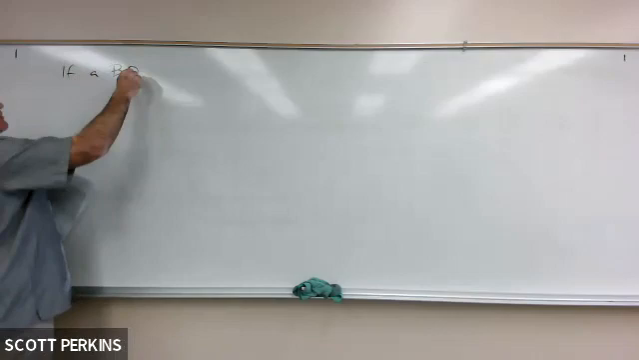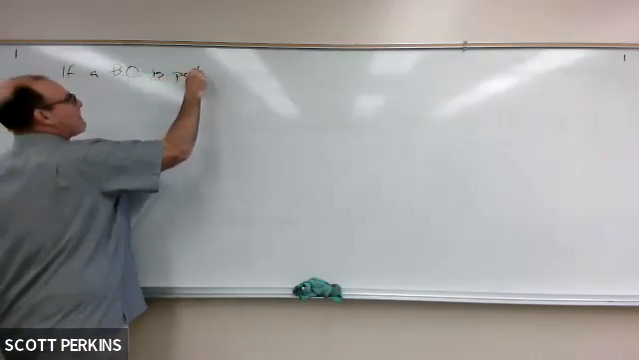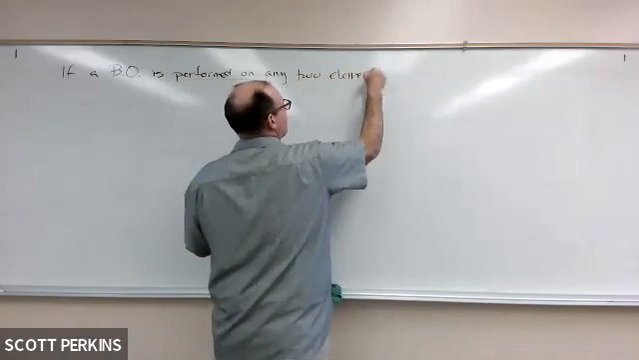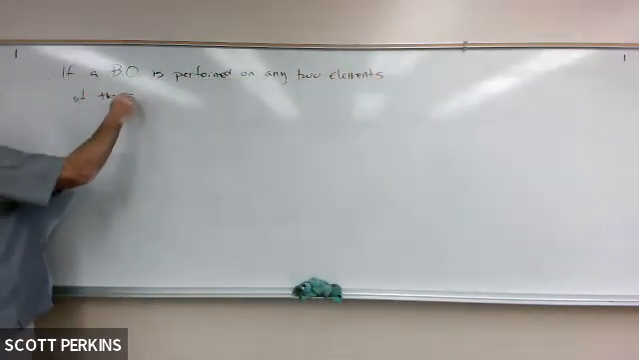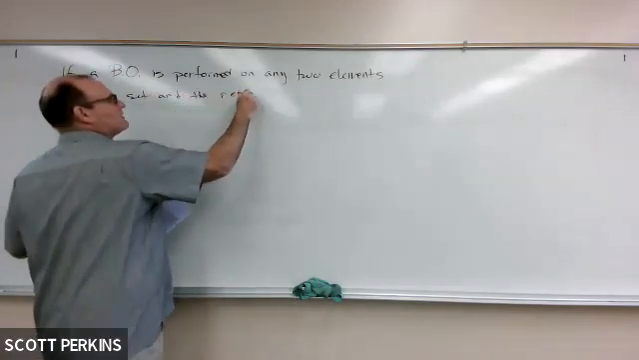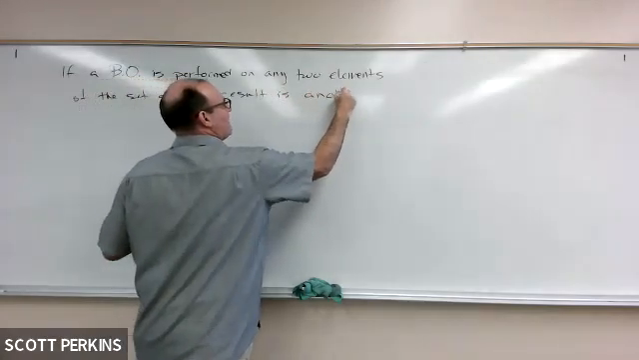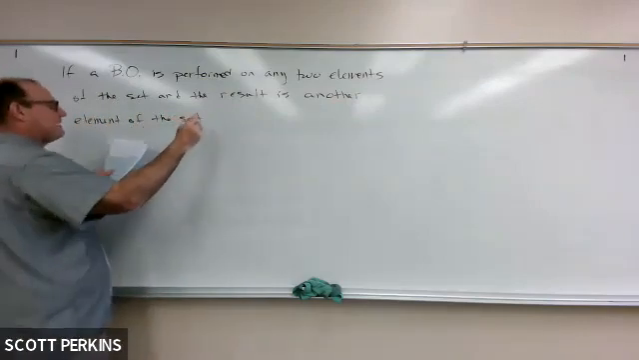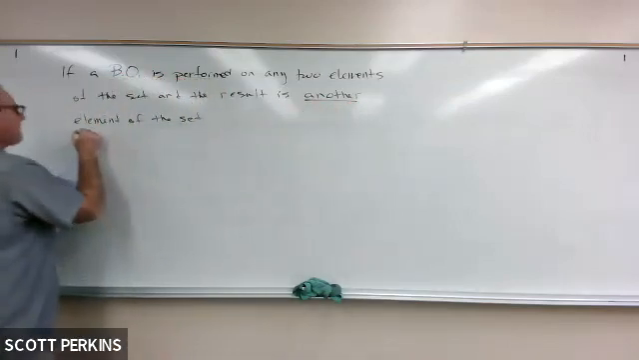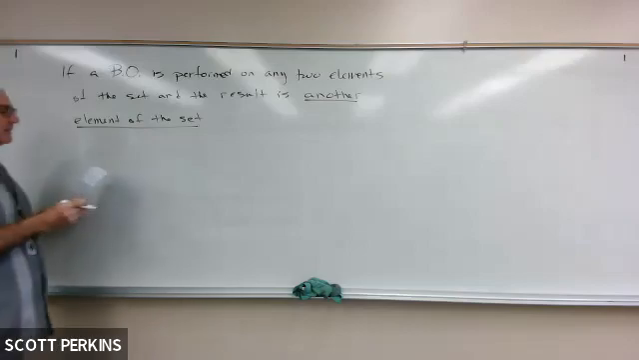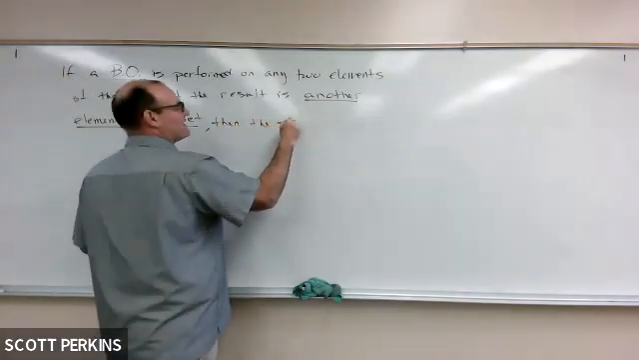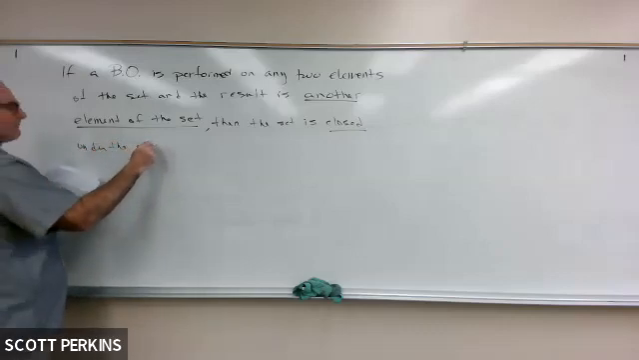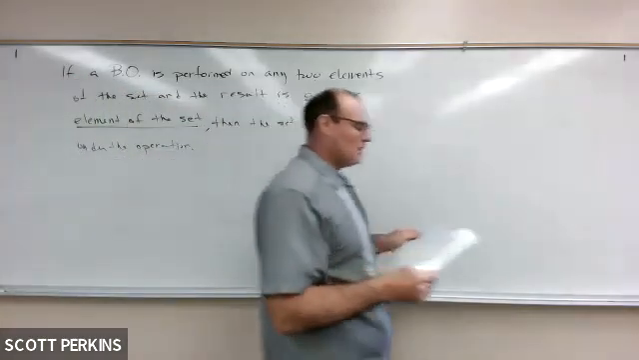So if a binary operation, which I'm going to abbreviate as BO, is performed on any 2 elements of the set, and the result is another element of the set, and I think that's the blank, and the set is closed under the operation. I'll give you a minute to fill in those blanks.